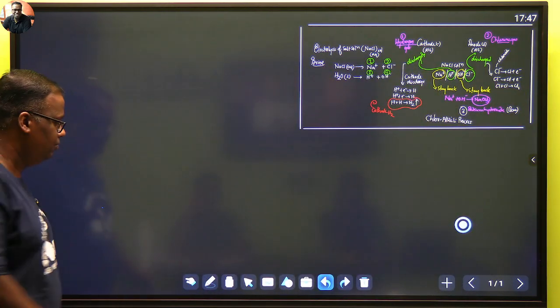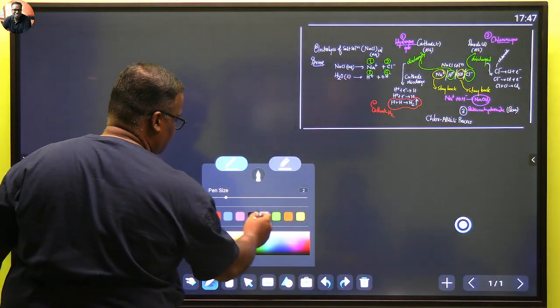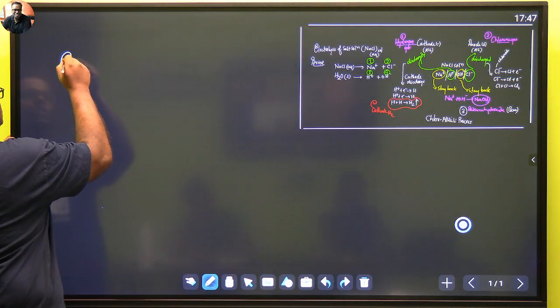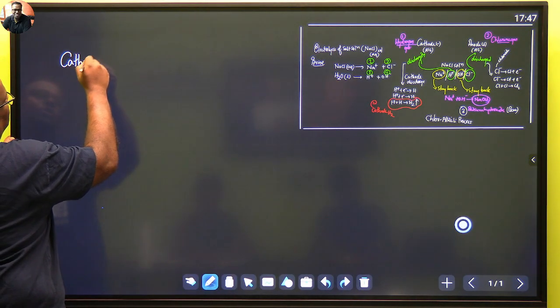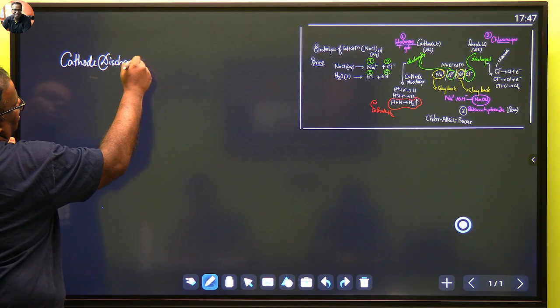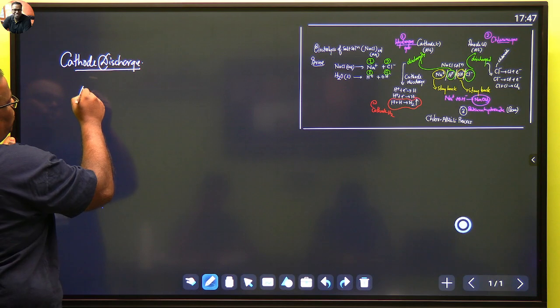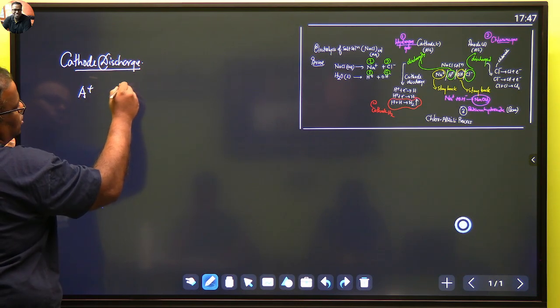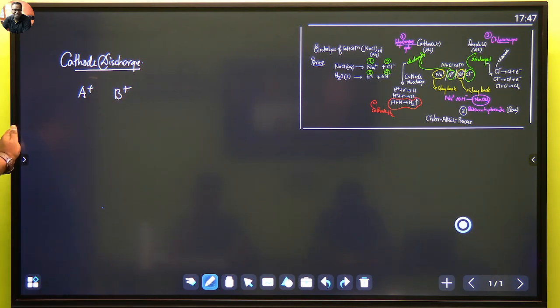Now, our first thing we'll discuss is the cathode discharge. If you have a positive ion A and a positive ion B, like in my case, I had sodium ion and hydrogen ion.